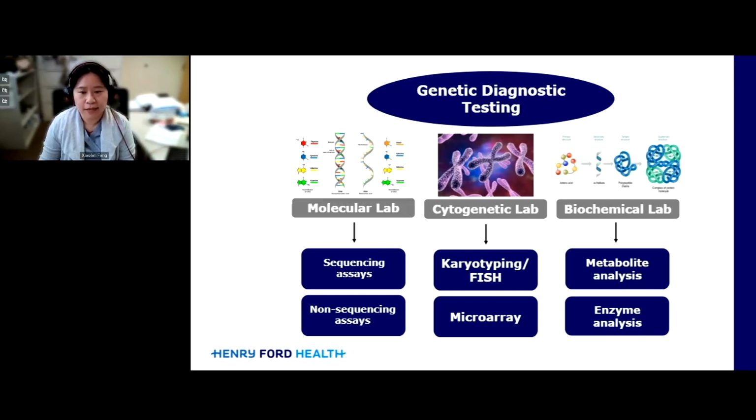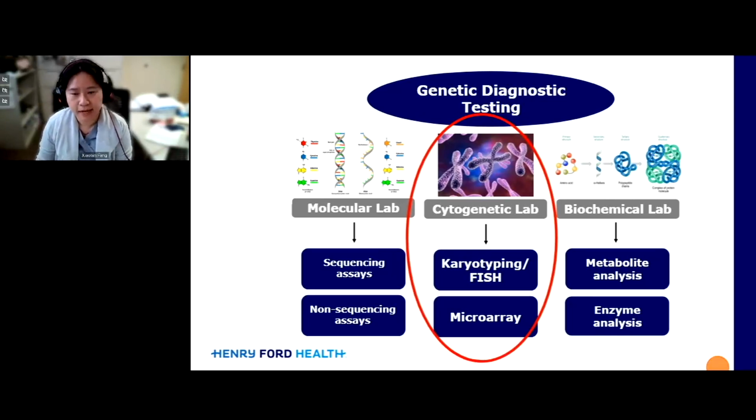So for today, we are more focused on the cytogenetic lab work, that is the microarray, and also we'll do karyotyping and FISH in addition to microarray in the cytogenetic lab. And for the molecular lab, most of the tests perform the sequencing assays and the non-sequencing assays like MLPA or Fragile X, which is related to the triplet expansion tests. And for the biochem lab, the major analysis focuses on the metabolic analysis and enzyme analysis.